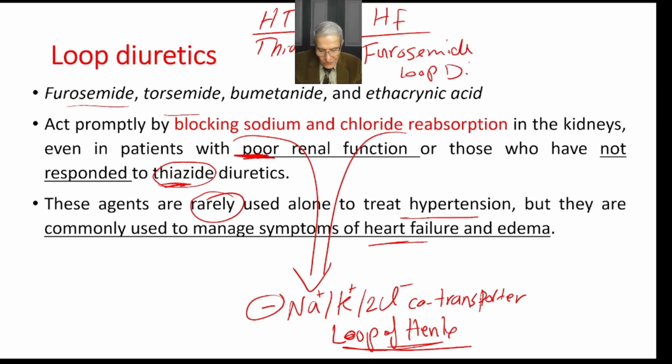Does that make sense for us? So what happened here? For heart failure, we go with the loop diuretic. For hypertension, thiazide. So it depends on the situation we select our diuretic.